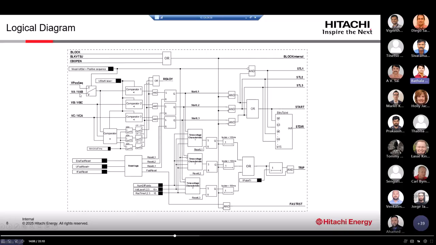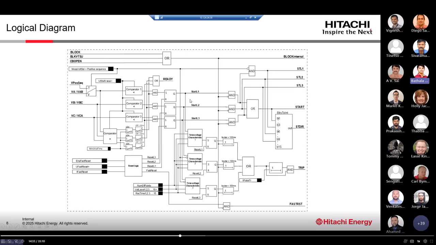For the other mode, all three phases are considered and we monitor all three phase voltages. In the initial condition, when the phase voltage is greater than the U start level, we provide ready. Once ready is high, only then do we start looking for an under voltage condition. So whenever ready is high and an under voltage condition happens, we provide start immediately.